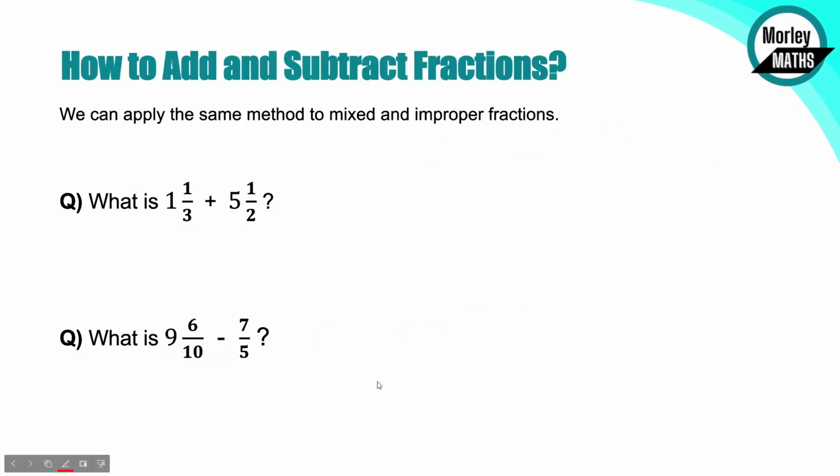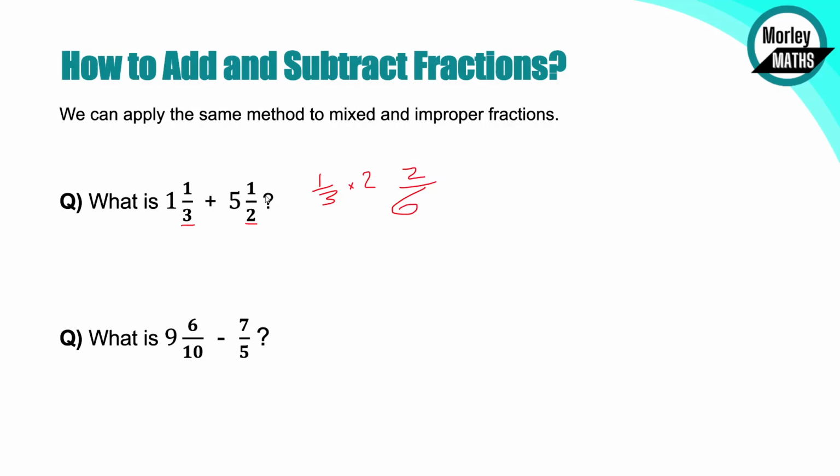So on this next screen then, we can apply this sort of adding and subtracting method to mixed and improper fractions as well. So what I would suggest you do with these is to deal with your fractions first, because adding or subtracting the whole numbers is the easy bit. So let's have a look at this. Question 1. 1 1/3 plus 5 1/2. So we'll deal with the fractions first. We need to get those matching. So we're going to times the 1/3 by 2, which will give us 2 out of 6.